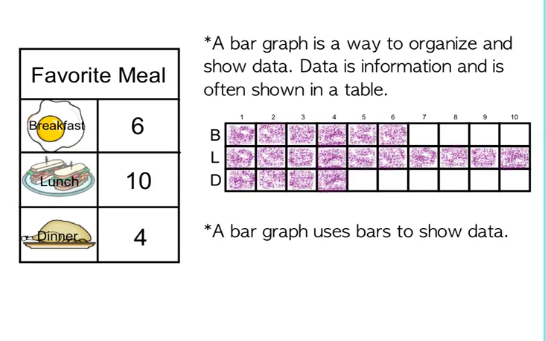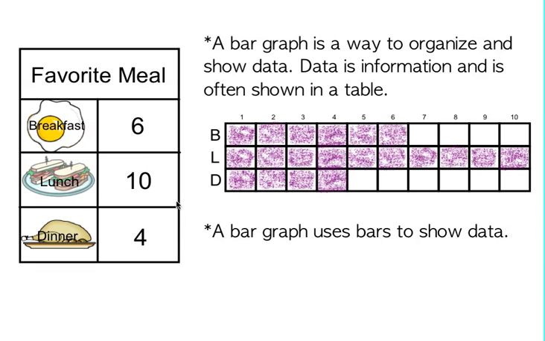to represent the data or information that we have. On this screen, you see a table about favorite meals. There's breakfast, lunch, and dinner represented on this data table. We can take this data, how many people's favorite meal is breakfast, how many people's favorite meal is lunch, and how many people's favorite meal is dinner, and we can use that data and put it onto a bar graph.